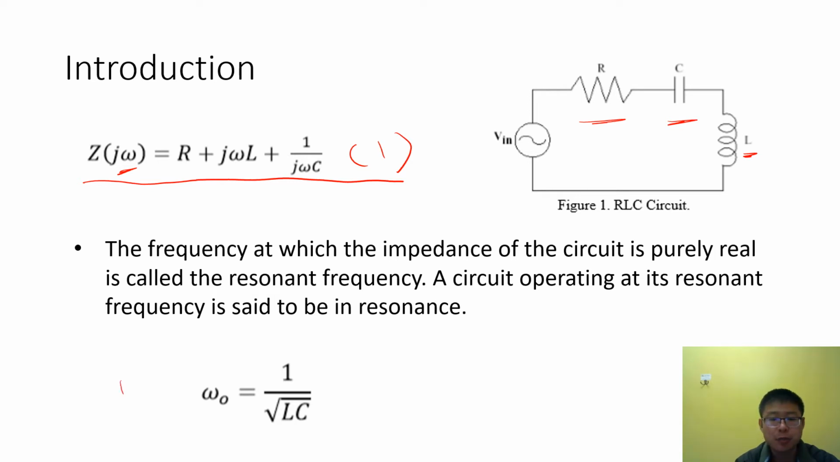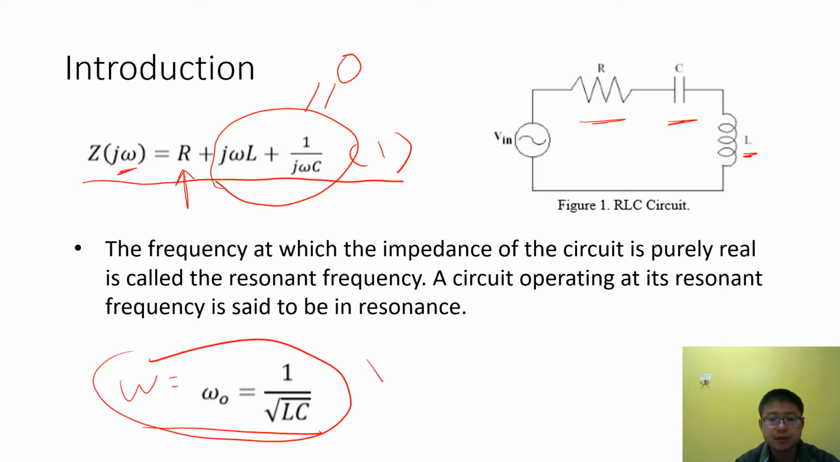When we select omega equals omega 0, which equals 1 over the square root of L times C, the imaginary part of the impedance will be equal to 0. So it only has the real part, that is R. So we call this frequency the resonant frequency. And at this time, we say that the circuit is in resonance.